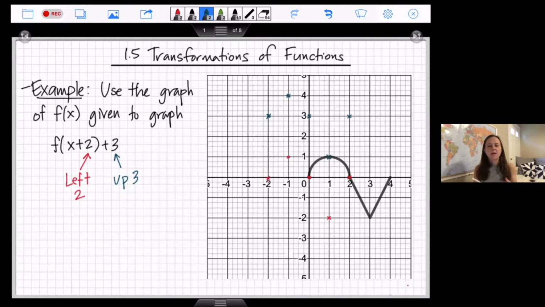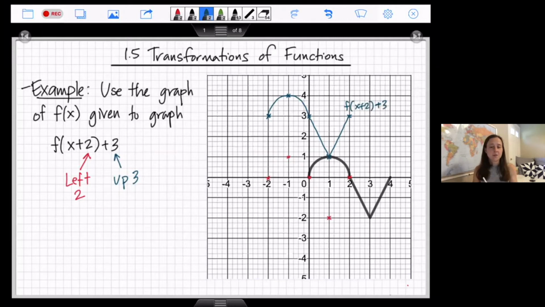So I'm just picking landmarks on the graph to shift around the way that I need to, and then we'll fill in the overall shape at the end. So I'm going to fill in with a semicircle over here on the left. Just do your best approximation thereof, and then a V shape over on the right. And that's going to be our final answer, f of x plus 2 plus 3.